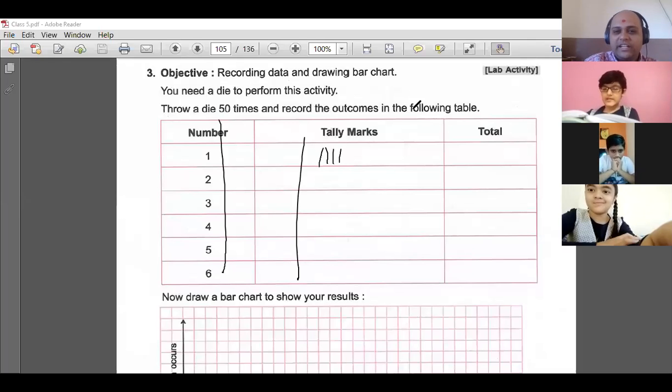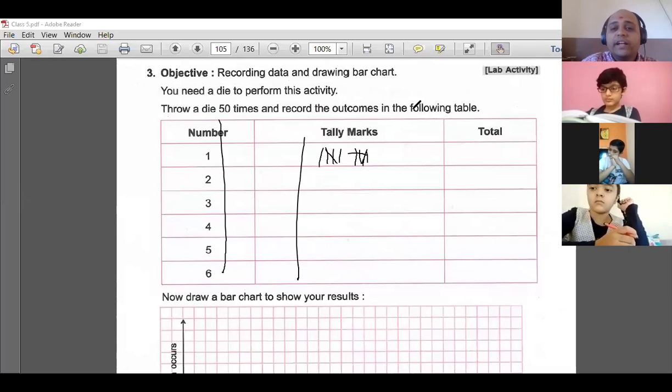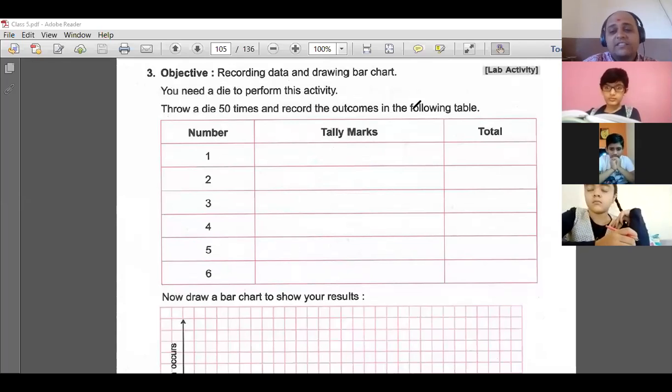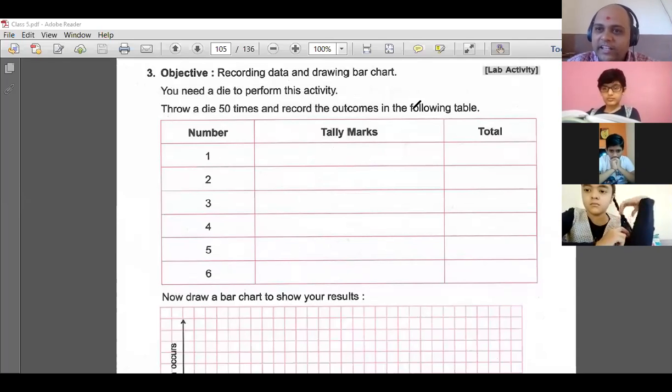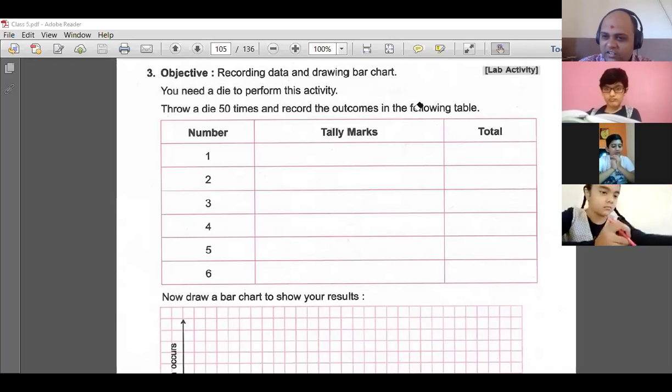And we know that once it's done, five again, 1 2 3 4 5. Now, this is a very important part. When you are doing this activity, do it on a separate page. Take a separate page. Don't do it in the workbook. Why? Because there is a chance that the number of tally marks will be too many. There is a possibility, because a Ludo game runs very long. Page number is 105. Okay? Understood?